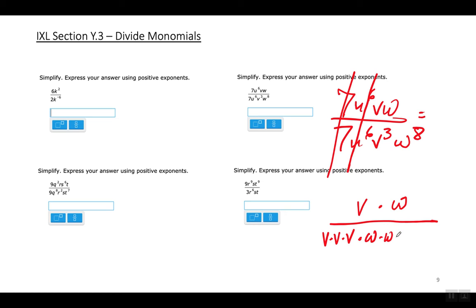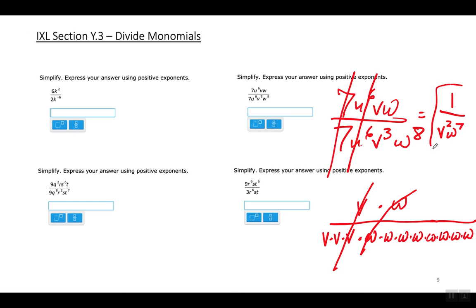Now let me see if I could do all of them. 4, 5, 6, 7, 8. Okay, so look. That's what I have there, VW over V to the 3rd times W to the 8th. So look what happens. If I get rid of this V and this W, which is what's happening, I end up with 1 over V to the 2nd power, W to the 7th power.